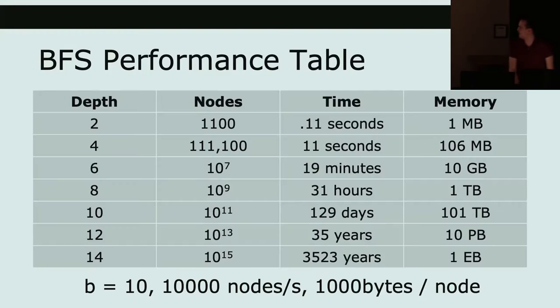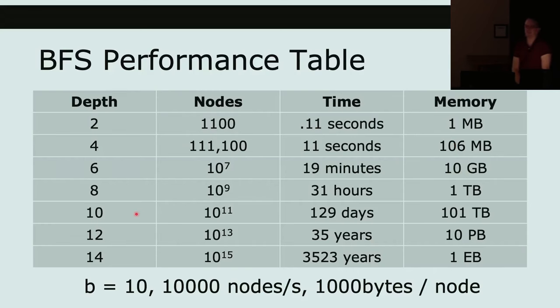Let's look at an example of how bad that is. Let's say that we have a branching factor of 10. Let's say we can do 10,000 nodes per second. That's very, very slow. You should be doing a lot more than that if you're programming in C++. Let's say we have 1 kilobyte per node. And so this is what happens. If we have a search of depth 2, we're generating 1,100 nodes. That takes only 1/10 of a second. That's not so bad. And it uses a megabyte of memory. Okay, let's double the depth. Now we've got 100,000 nodes. It takes 11 seconds, and I'm using 106 megabytes of memory.